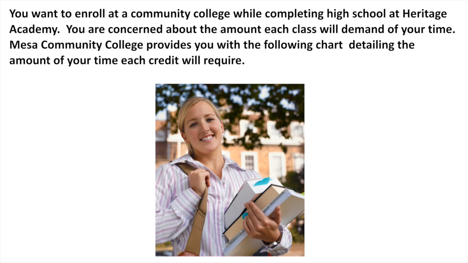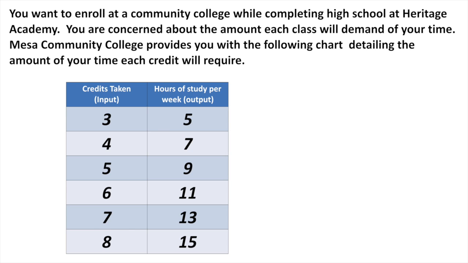All right, and a real life example of this is a lot of times we might find some information one way, but we really need the reverse. Say you're attending high school and you want to go to college as well, and you know that you've got, say, 7 extra hours each week that you can devote to something, and you want to see if you can maybe take a class at the college. But the college will publish something that says, okay, if you take 3 credits, expect to spend 5 additional hours each week studying. If you take 4 credits, that's 7 hours.